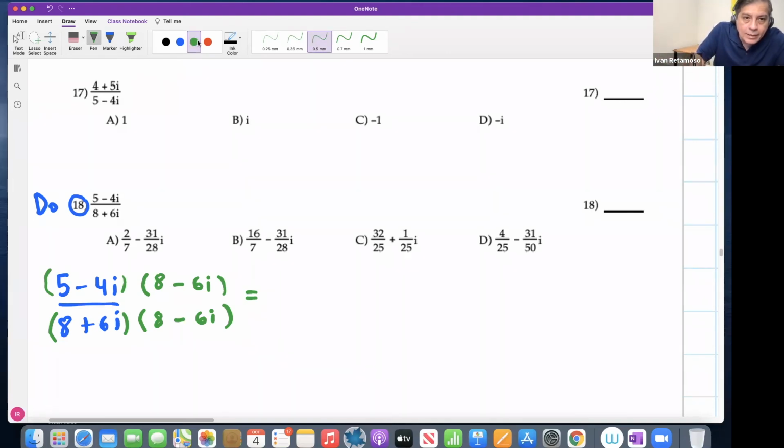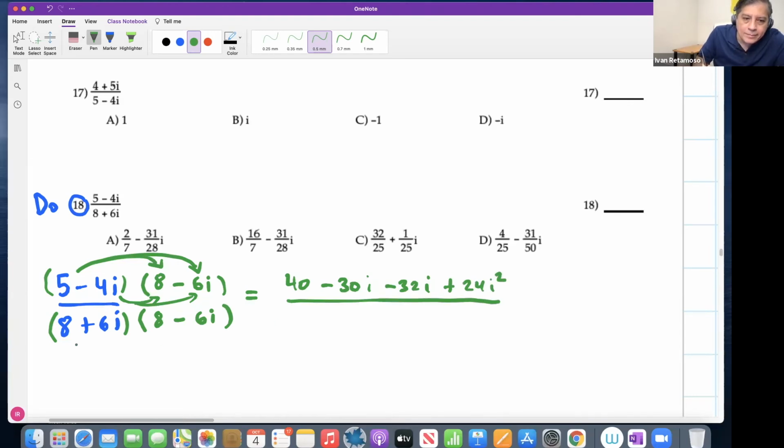Okay, so working here together, 5 times 8 will be just 40, right? 5 times -6i is minus 30i. Then we have this times this, minus 32i. And this times this, positive 24i squared, right? All over 8 times 8, 64. 8 times -6, negative 48i, right? 6i times 8, positive 48i. 6i times negative 6i, minus 36i squared, right?